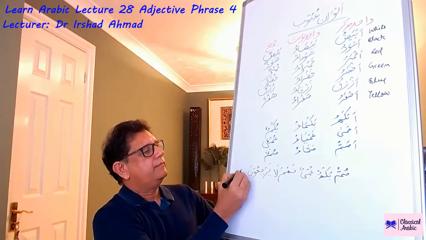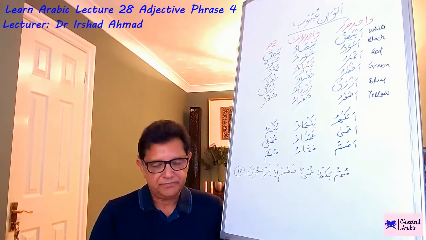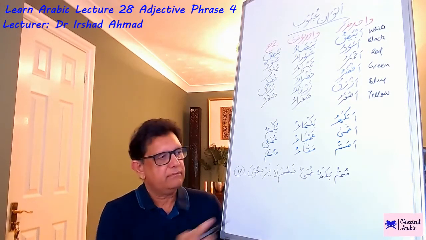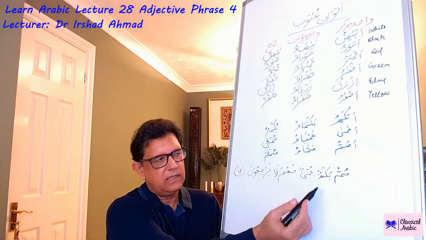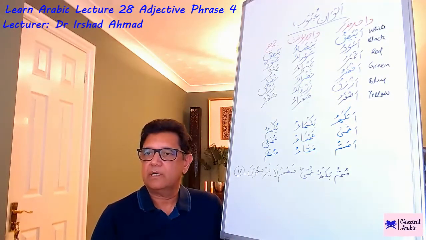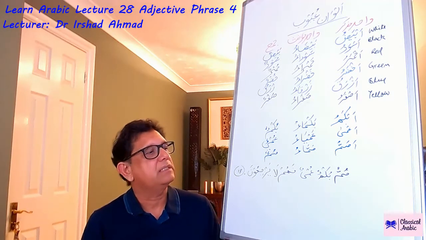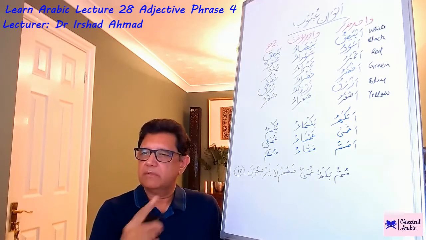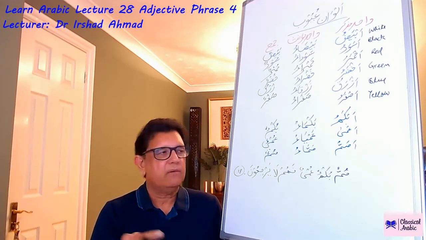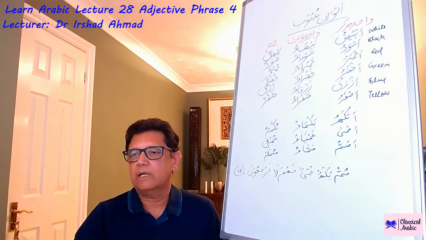Ayah number 18. Summun bukmun umyun fahum la yarji'un. They are deaf, they are dumb, they are blind, and they will never return to the right path. They are not going to turn back basically. So a seal has basically been put on them, so they are never going to return to the right path.